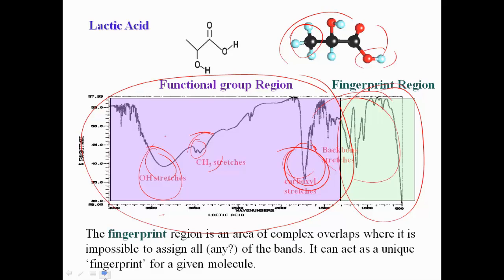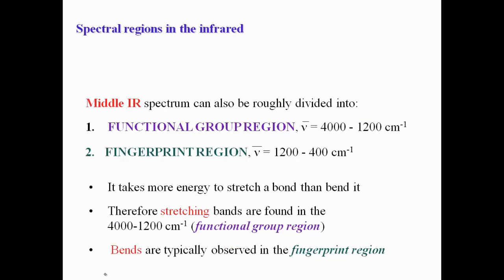So again, this is a fingerprint region, so you have this area of complex overlap, and it's impossible to assign. But it's useful because it can act as a fingerprint for that molecule. So this is probably just emphasizing again: functional group region 4000 to 1200, fingerprint region 1200 to 400. Again, it's all in centimeters minus 1.